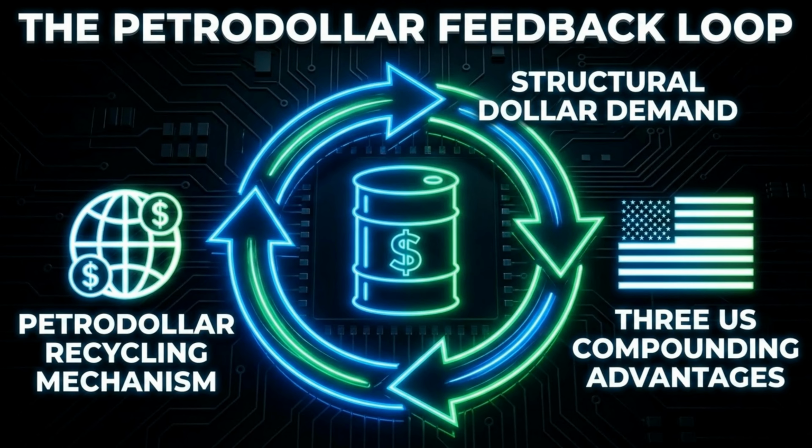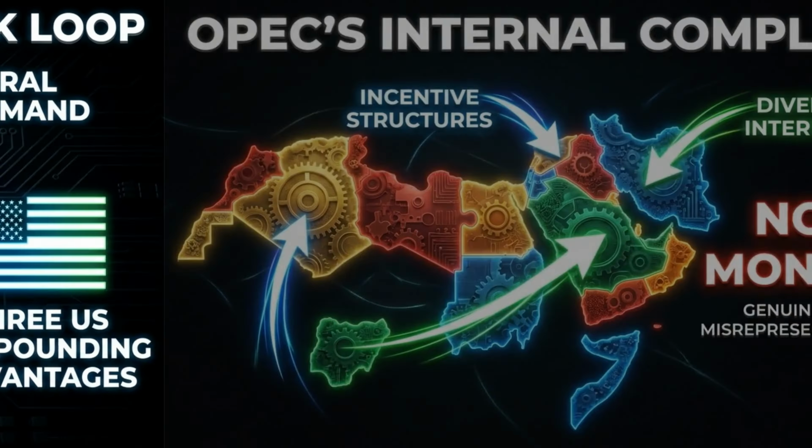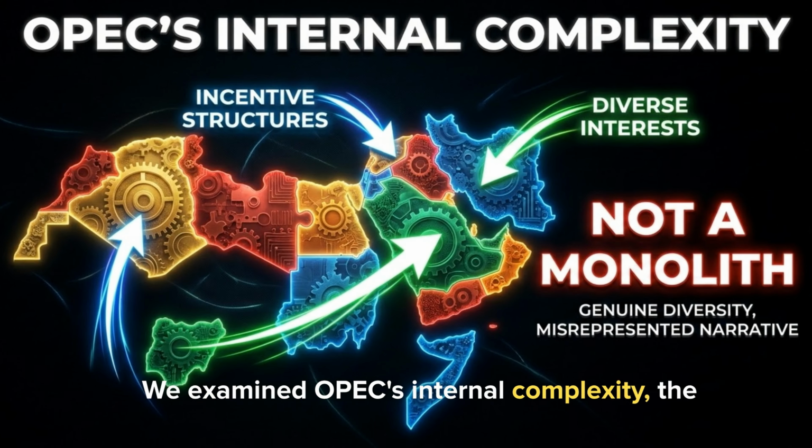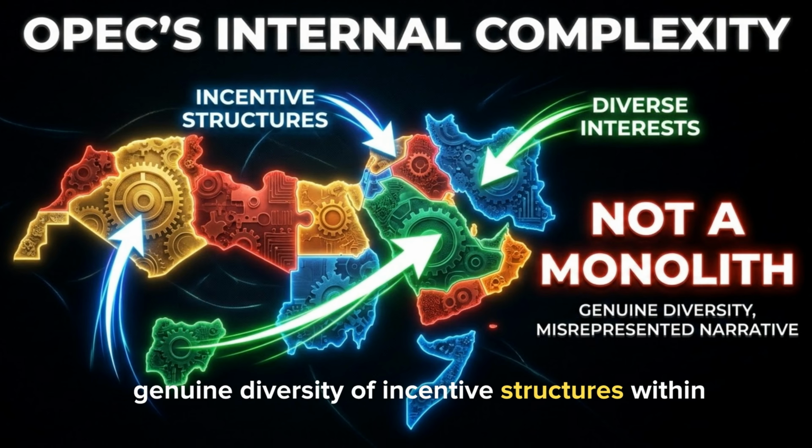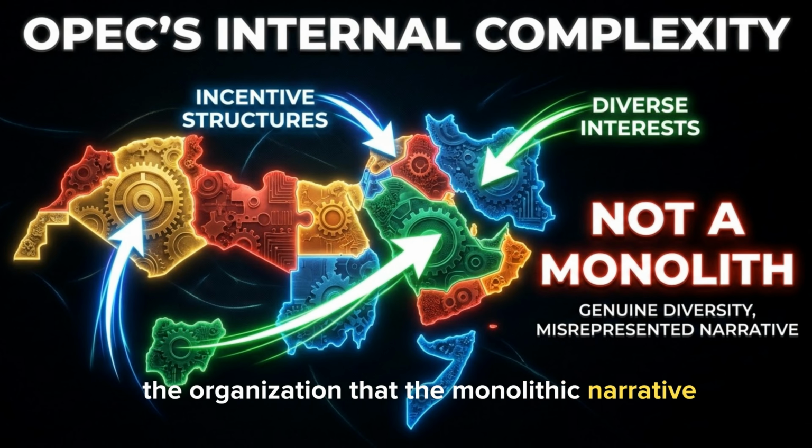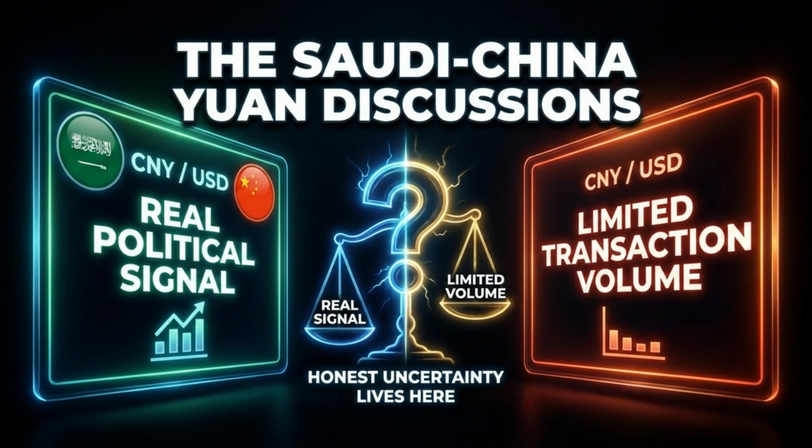We built the complete mechanical picture of the petrodollar feedback loop, the structural dollar demand it creates, the three compounding advantages it delivers to the United States, and the Petrodollar Recycling mechanism that closes the loop and makes it self-sustaining. We examined OPEC's internal complexity, the genuine diversity of incentive structures within the organization that the monolithic narrative consistently misrepresents. We analyzed the Saudi-China yuan discussions with the precision they require. The political signal is real and on the record. The transaction volumes are currently limited. The gap between those two facts is where honest uncertainty lives.